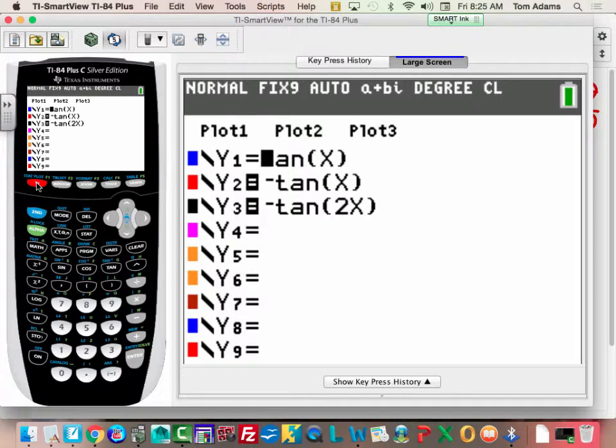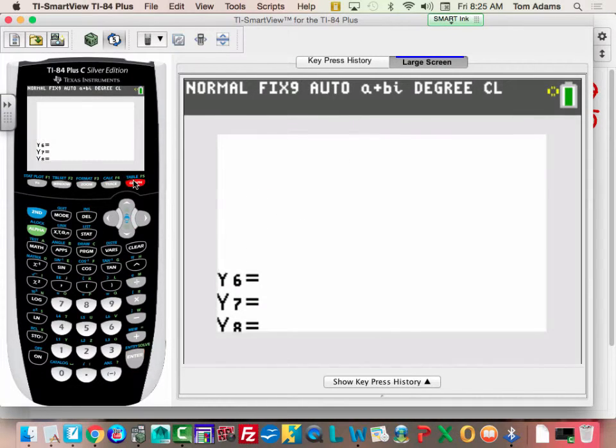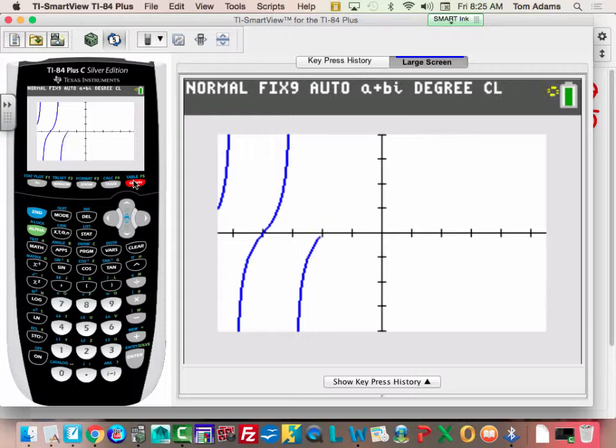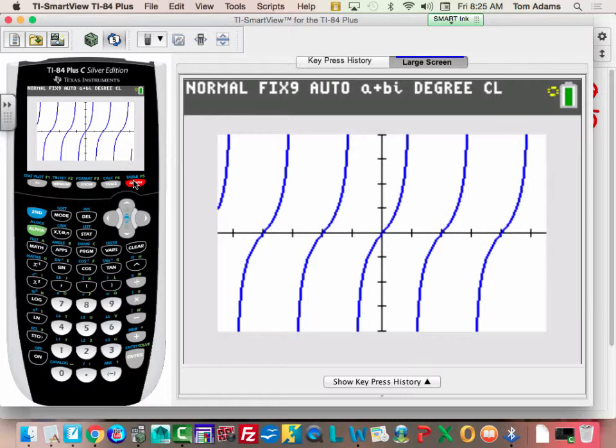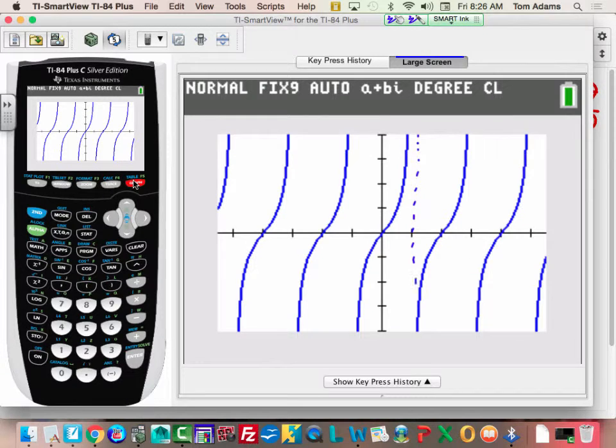So I'm going to come back here. Let's turn tangent back on, and we'll turn the other ones off. And let's look at this. Is x really all real numbers? No, we have those vertical asymptotes. When do those vertical asymptotes occur? Well, they occur here, right? So what is that value? Well, it's when cosine equals 0. When does cosine equal 0?